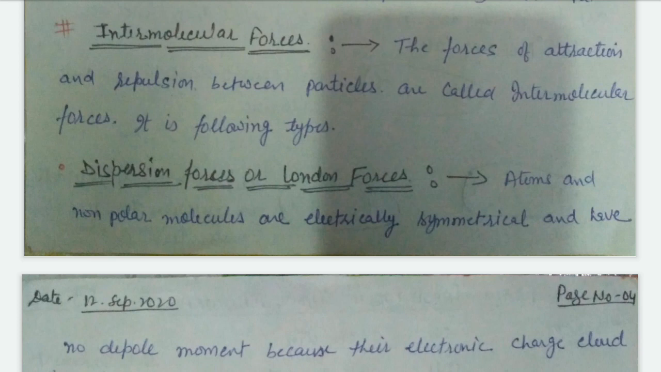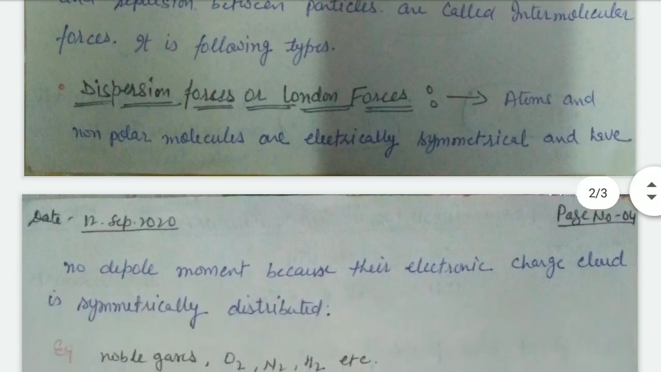What is intermolecular force? In the gaseous state, the force of attraction or repulsion between the particles is called intermolecular force. Right? The forces of attraction as well as repulsion between the particles are called intermolecular forces. These forces include the dispersion force, or London force. These forces arise between non-polar atoms.